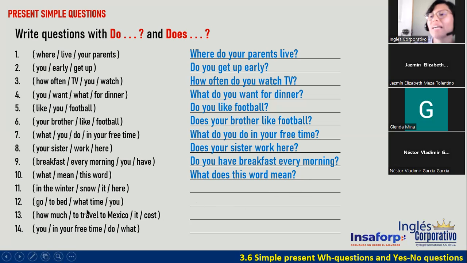¿Verdad? Number 11. Oh, tenía pregunta, perdón, Jasmine. No, gracias. Okay, number 11. Está difícil, ¿verdad? Number 11. That's it. Muy bien, así vamos a comenzar. That's it, and then?